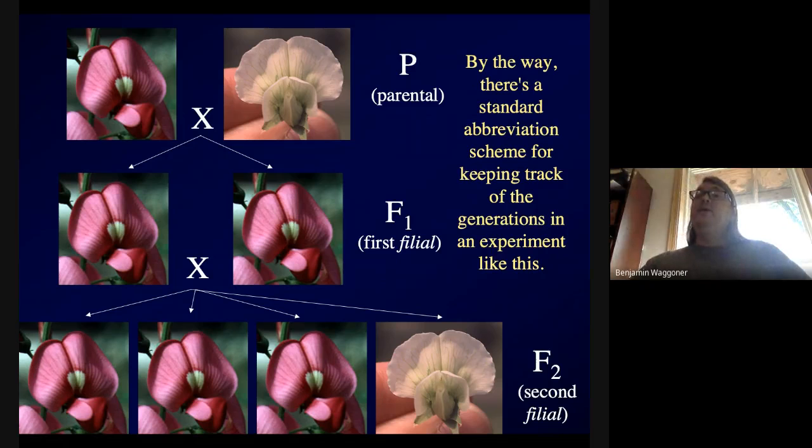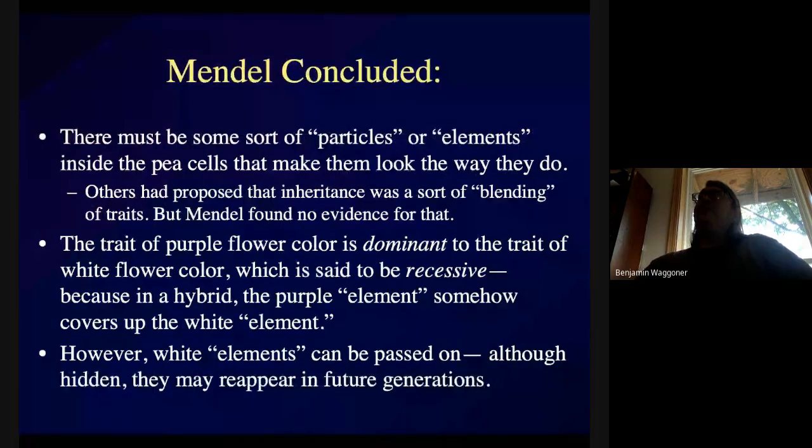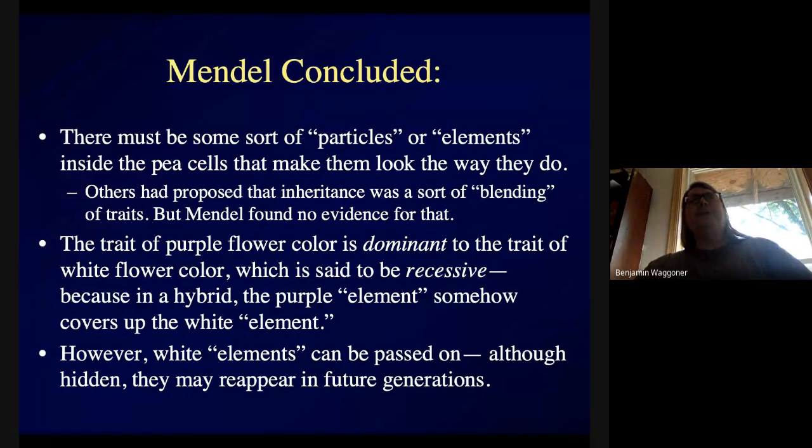So what can we conclude? There were other folks that had proposed that inheritance was a sort of blend, that it was like mixing paint. If you crossed a purple flowered pea with a white flowered pea, you should get light purple flowers. You know, the same sort of thing that you would get if you mixed purple paint and white paint.